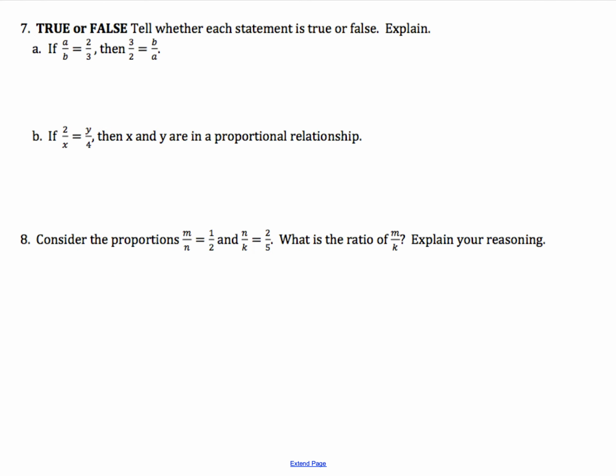Number 7, tell whether a statement's true or false. There's a couple examples there, make you do a little bit of thinking. Same with number 8. I tell you that m over n is 1/2 and n over k is 2/5. I want you to figure out what m over k would be based on that.